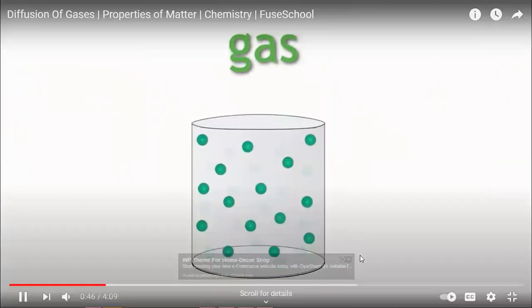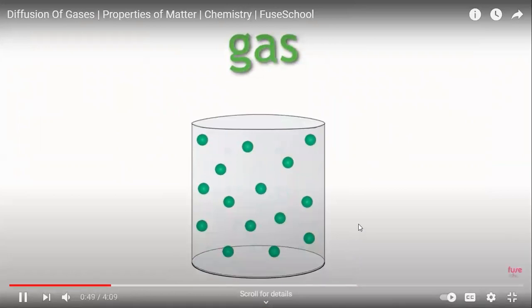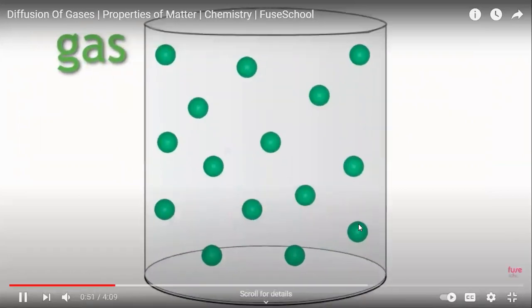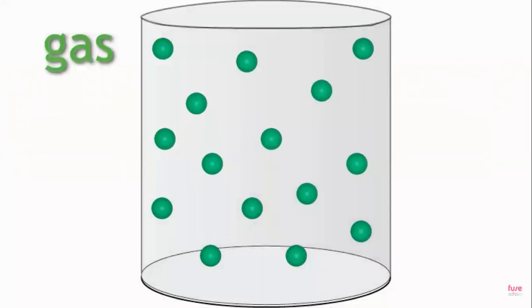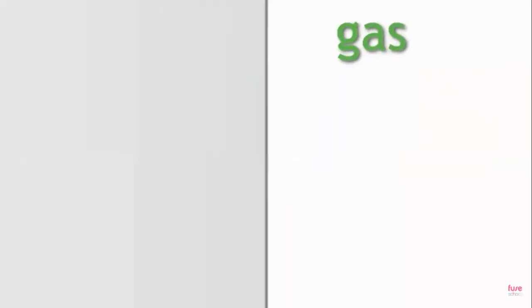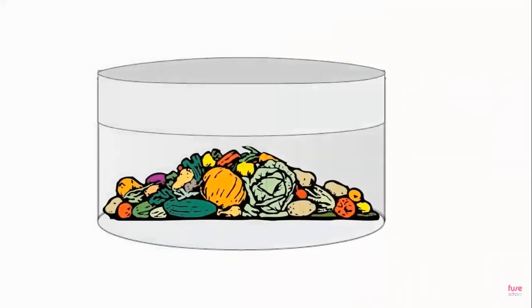Particles in gases are spaced out. They are spaced one another. That's why this explains why diffusion is extreme in gases. Why do we have diffusion in gases? Because the particles are far apart.